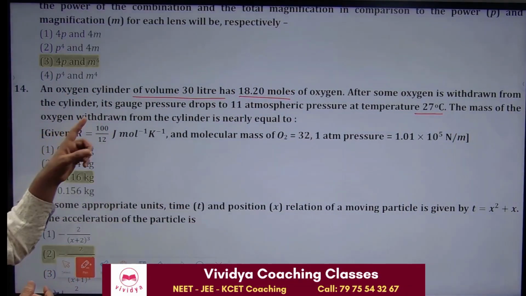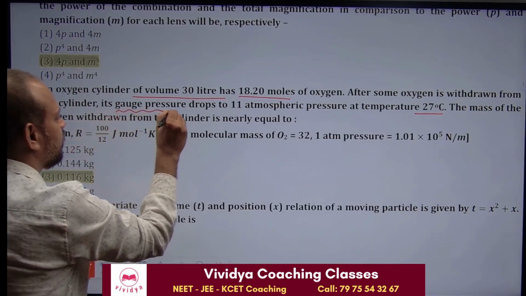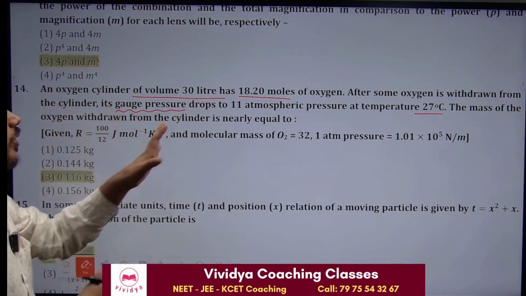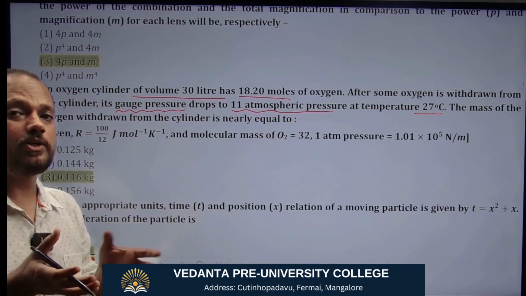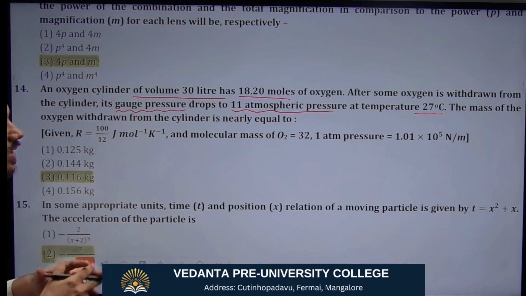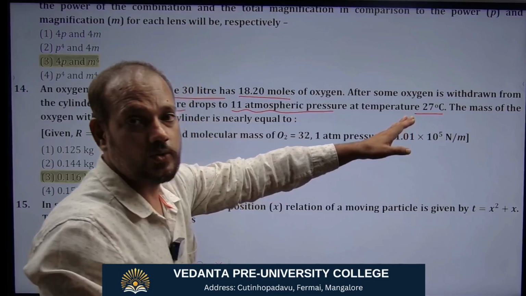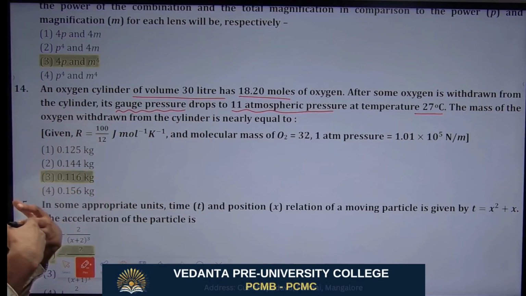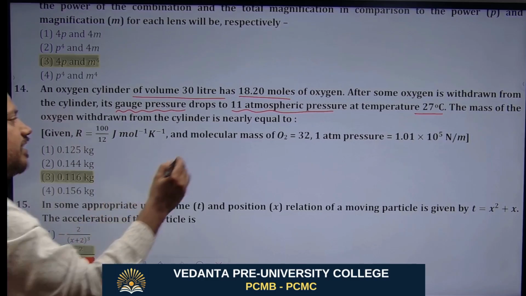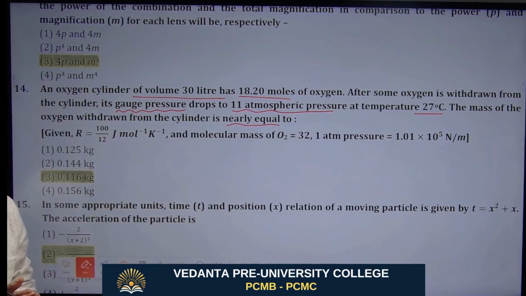That's what they have said, so that the gauge pressure, so we will come back to it. Gauge pressure drops to 11 atmospheric pressure at temperature 27 degrees C. Then the mass of oxygen that you have to withdraw from the cylinder has to be calculated nearly, right? So what approach can we follow?